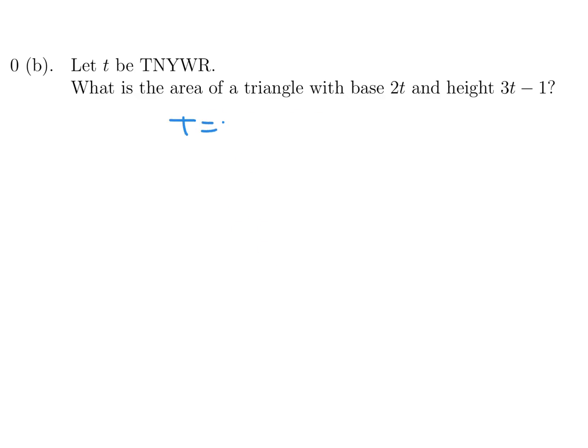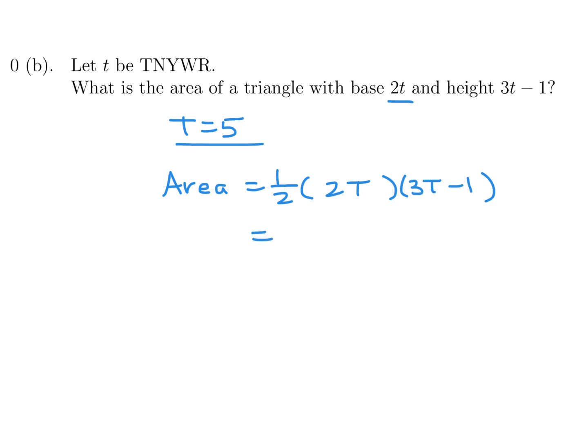So t would be the answer to the previous question, which is 5. What is the area of a triangle with base 2t and height 3t minus 1? So the area of any triangle is 1/2 base times height. So the base they're saying is 2t, and the height they're saying is 3t minus 1. And t is 5. So that means this is 10, and this would be 14. So then that would be 70 as the area.